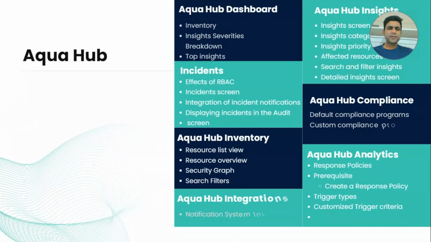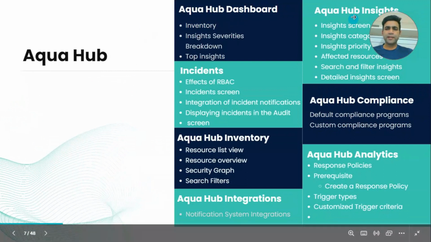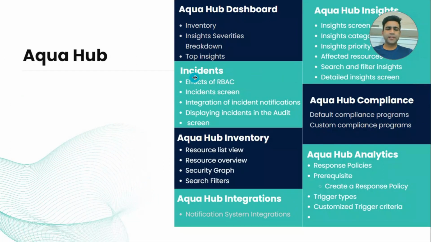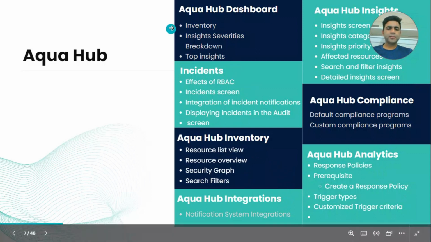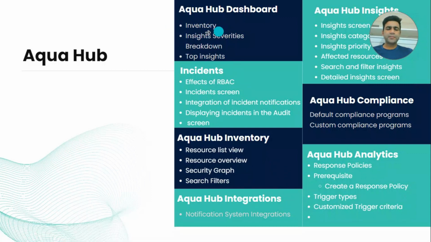Next, these are the areas that are covered by Aqua Hub. The first one is the Aqua Hub dashboard, then Aqua Hub insights, then incidents, then Aqua Hub compliance, then Aqua Hub inventory, analytics, and integrations. You could see all of the sub items are mentioned here, as within dashboard there could be items for inventory, there could be severities breakdowns, their top insights would be there, and if we take incidents, all of the sub items are mentioned here. That would be covered in the next coming slides too.